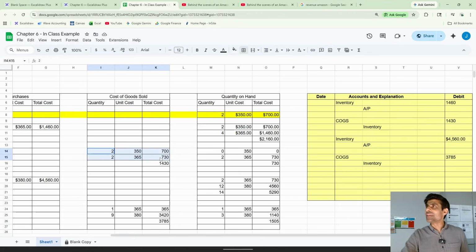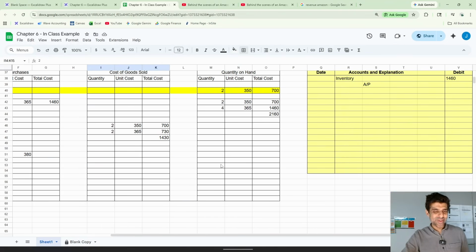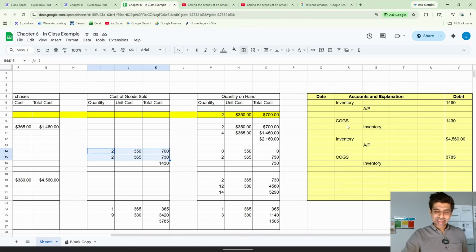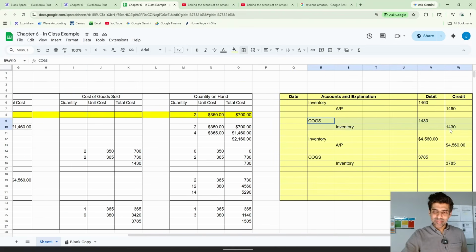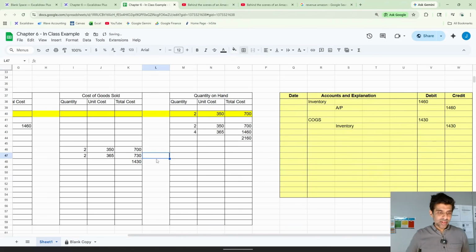I kind of inadvertently used FIFO here too, okay? I didn't mean to. So kind of ignore that. Ignore this. It's actually this, the numbers are the same. You'll see the difference when we do the last sales transaction though.